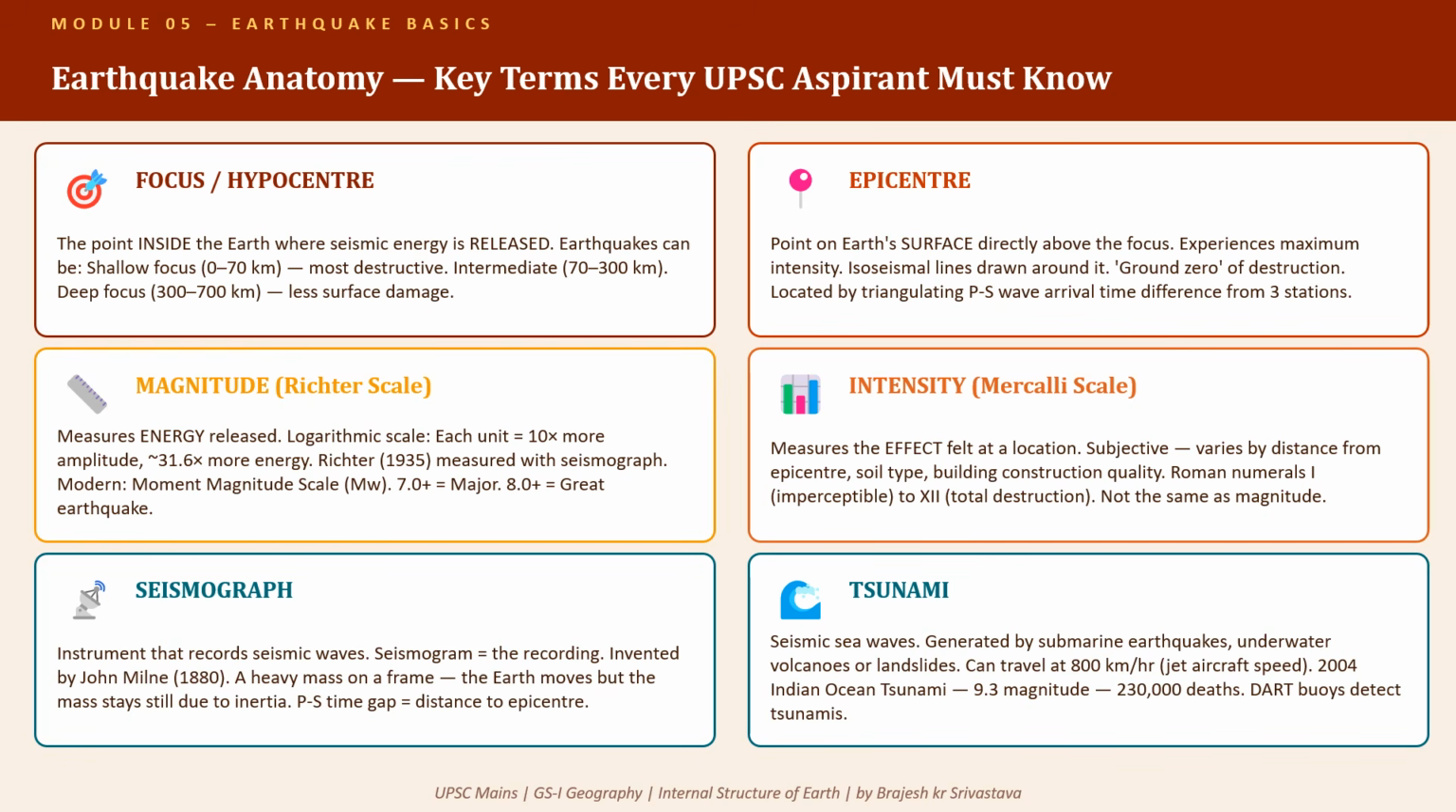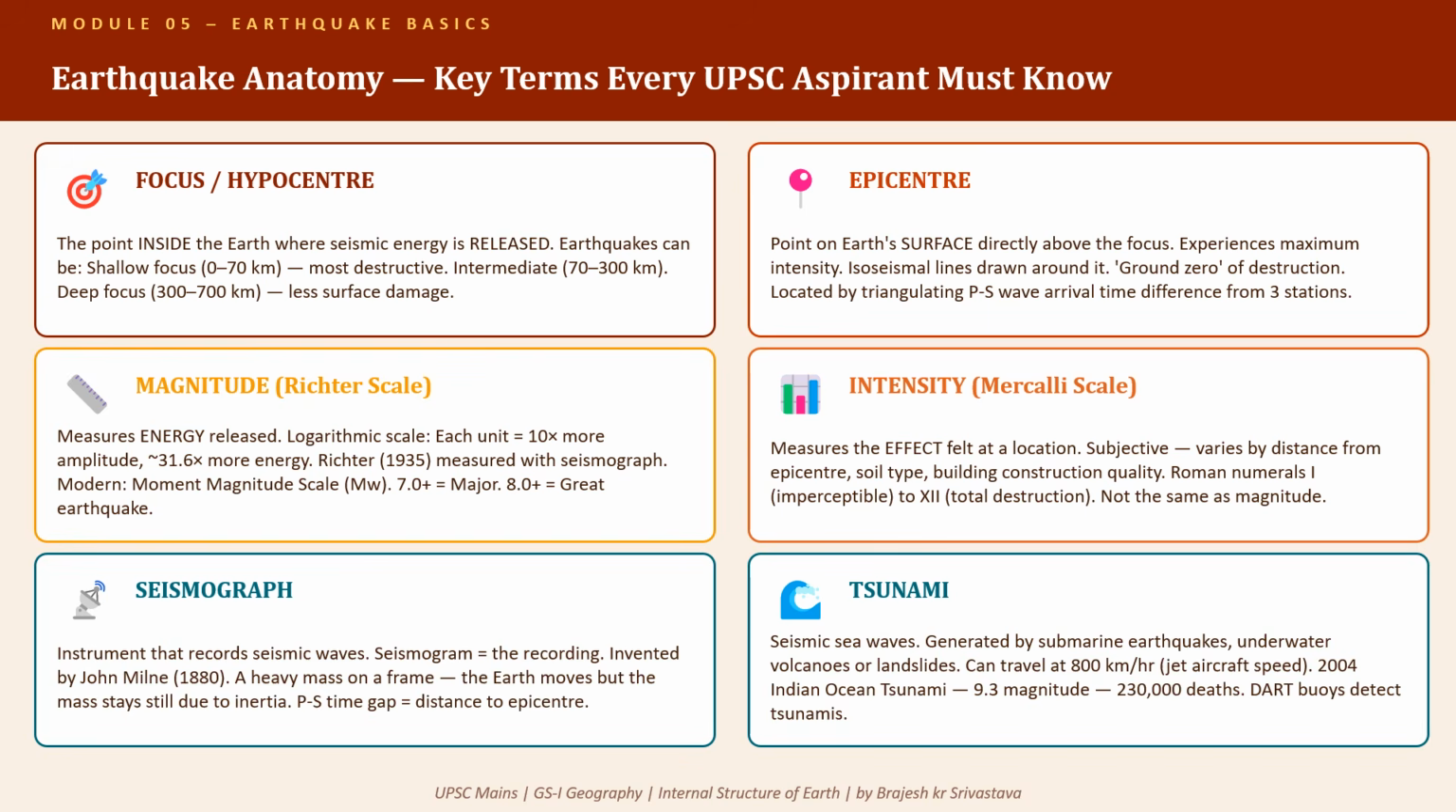Magnitude, measured on the Richter scale, developed by Charles Richter in 1935. This measures the energy released at the source. It is a logarithmic scale. Every increase of 1 unit means 10 times more ground displacement amplitude and approximately 31.6 times more energy released. So a magnitude 8 earthquake releases 31.6 times more energy than a magnitude 7. Modern seismologists prefer the moment magnitude scale, MW, which more accurately measures very large earthquakes.